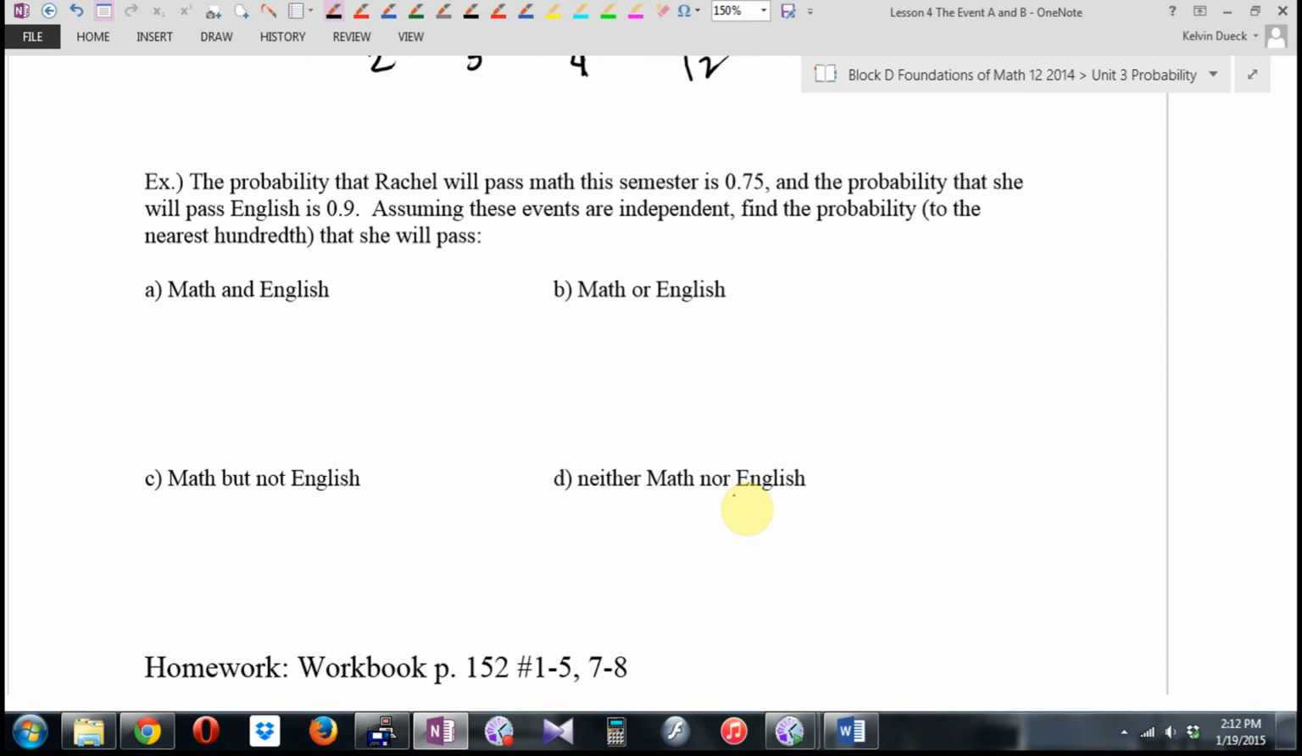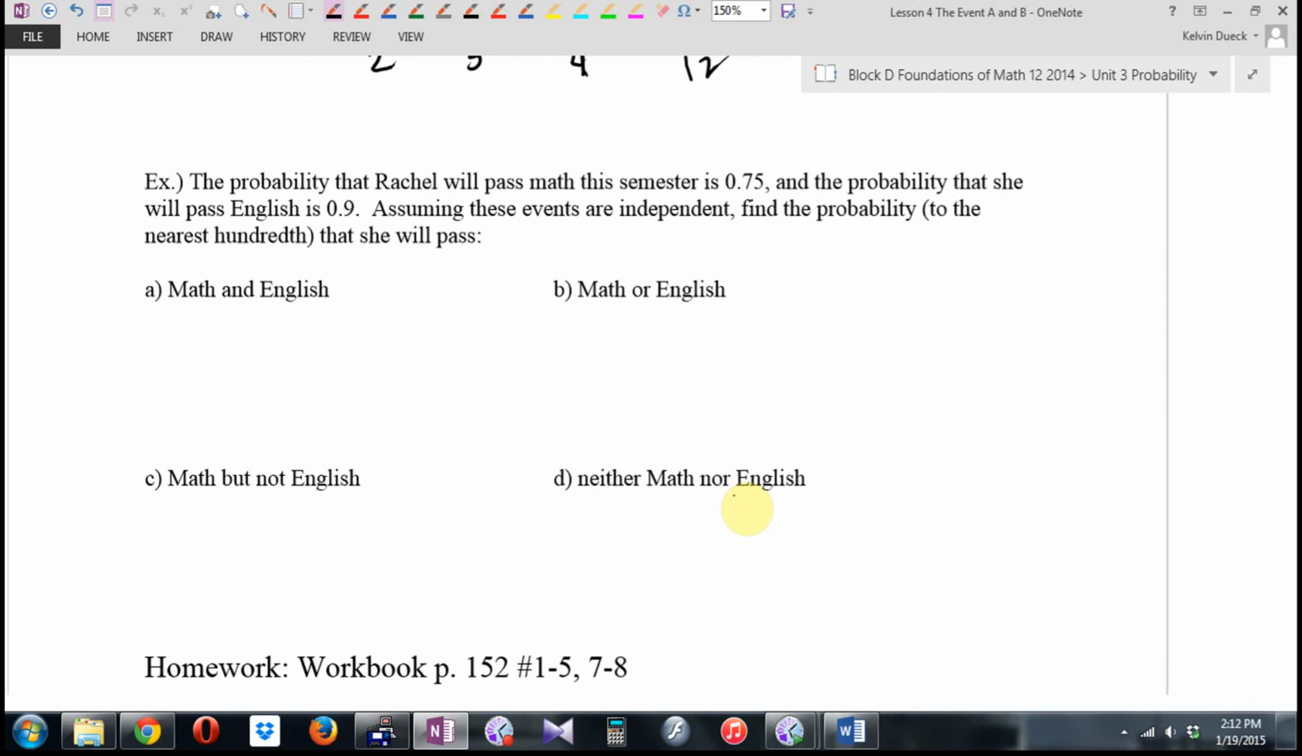Okay? So, Rachel, can you read this question to me, please? The probability that Rachel will pass math this semester is 0.75. And you should be offended by that. I lowballed you, but keep going. And the probability that she will pass English is 0.9. Also, I lowballed you, but keep going. Assuming these events are independent, no, each one does not affect the other, find the probability that she will pass.